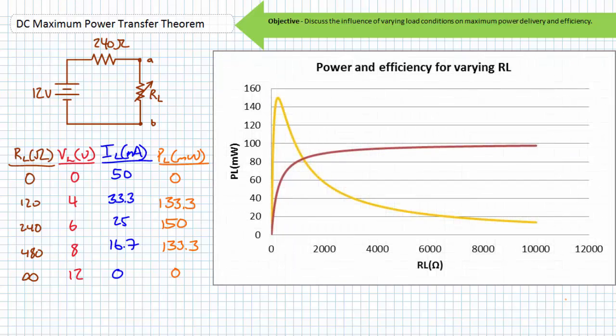If one was to overlay a graph of efficiency and power, one would find that at maximum power conditions, efficiency is a paltry 50%, however increases as resistance increases. At conditions other than maximum power conditions, power delivery is less than maximum, but depending on which side of the maximum power condition you're on, efficiency can be more or less than 50%.